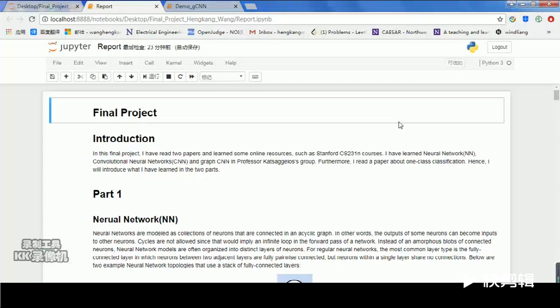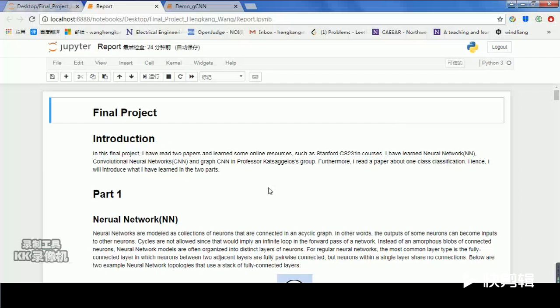Hello, I'm Hengkang, and in this final project, I have read two papers and learned from some online resources, such as Stanford CS231n courses. I have learned neural network, convolutional neural network, and graph CNN in Professor Sangela's group. Furthermore, I read another paper about one-class classification. So I will introduce what I have learned in two parts.